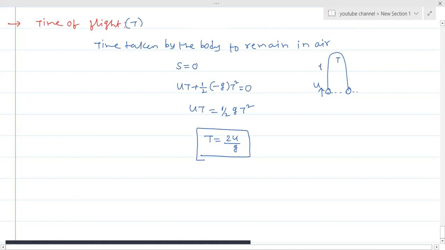When we avoid the air resistance, time of ascent and time of descent are both equal when the air resistance is neglected. So we will take T equivalent to 2u by g.